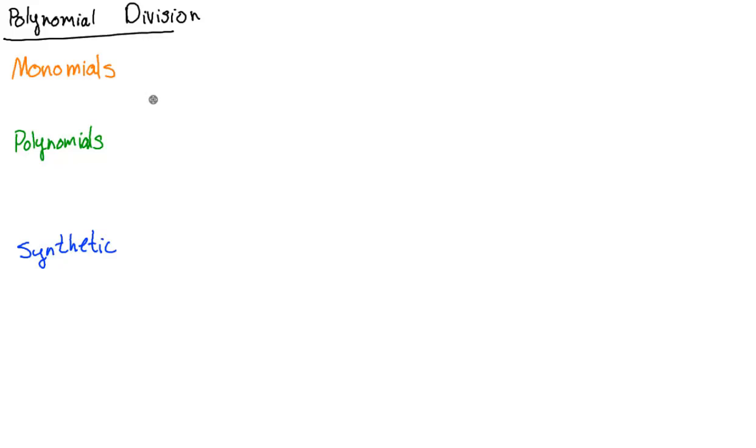And here we are with polynomial division. We found out what they are, how to add them, subtract them, multiply them, and now we're going to divide them. We start off with monomials. This is almost just a technicality. Just like with monomials in multiplication, it was just distribution.